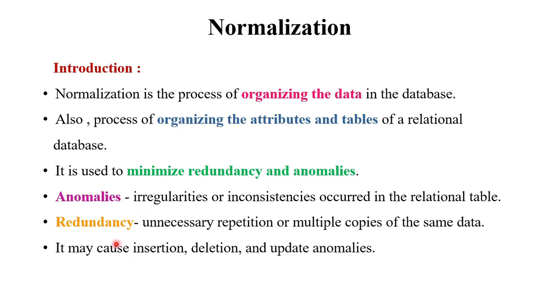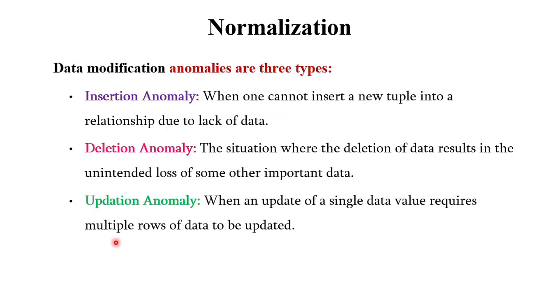And redundancy means a copy of data is repeated unnecessarily in your database. That's going to be called redundancy. So these two are reducing the quality of the database. If you remove the anomalies and redundancy from the database, your database will be consistent, well structured and well organized.